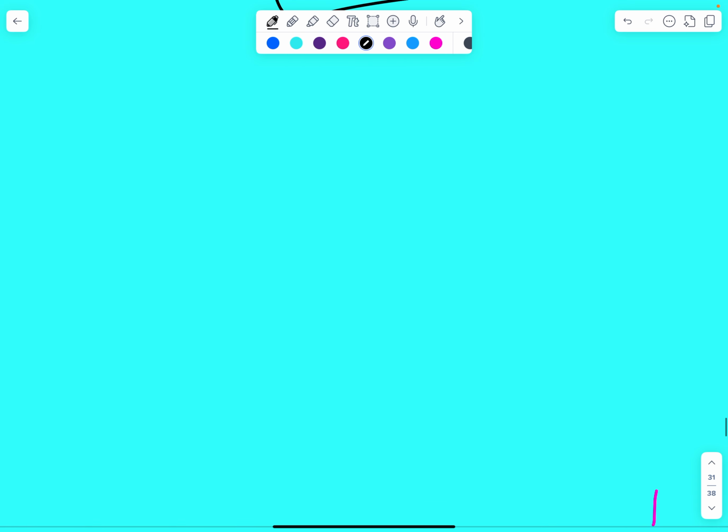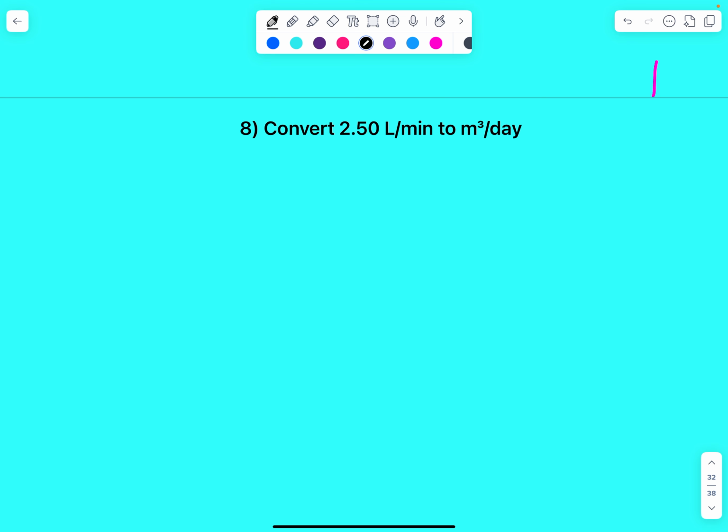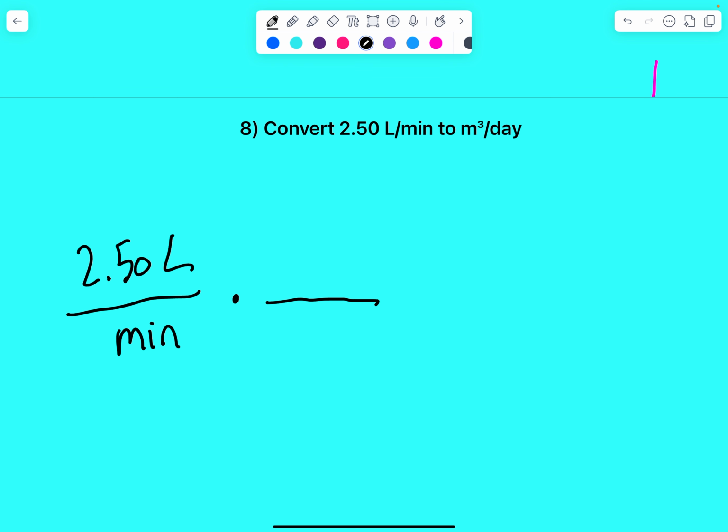Let's try the next one. All right. 2.50 liters per minute needs to become meters cubed per day. Write out what you have. What do we know about this? I know from the rules, 1 meter cubed is 1,000 liters. So check this out. The liters are going to cancel out. And then I have meters cubed for every minute. That's not what I want.